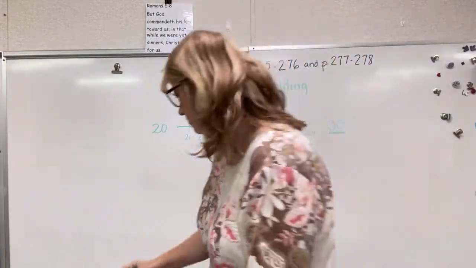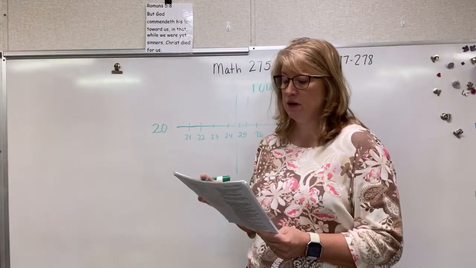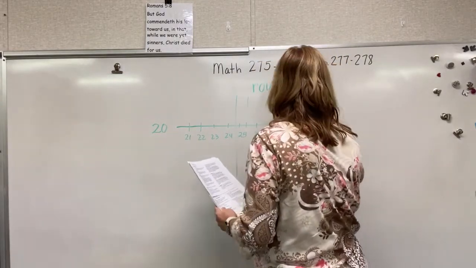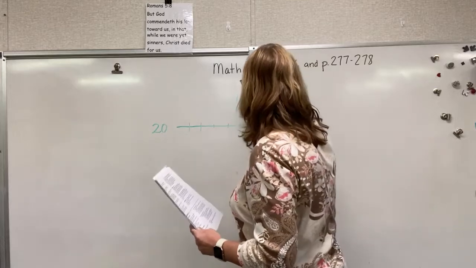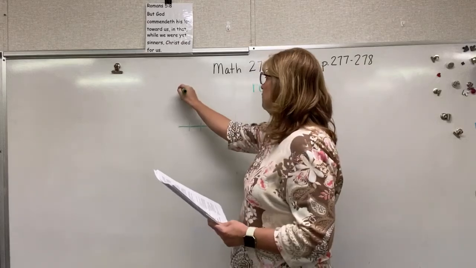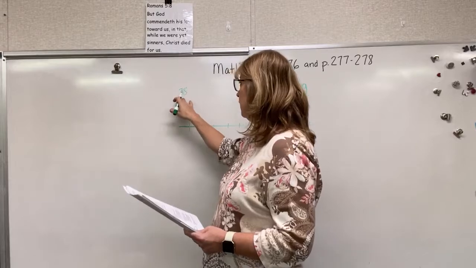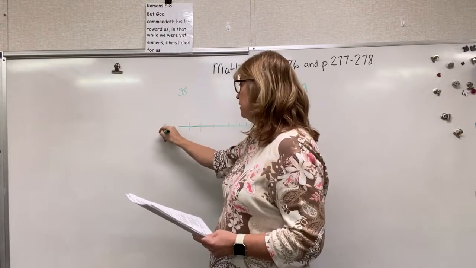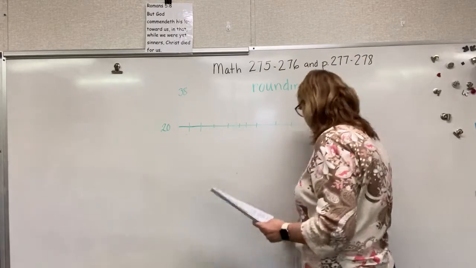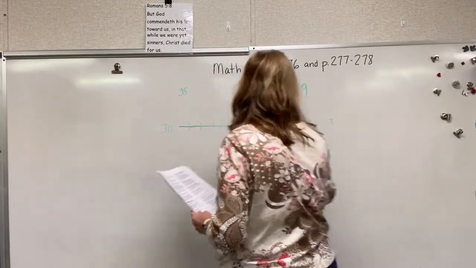Let's do another problem. Angie also helped Grandma bake 38 peanut butter cookies last Sunday. Now, let's look. We have 38. When we're counting by tens, what comes before 38 would be 30 and 40.